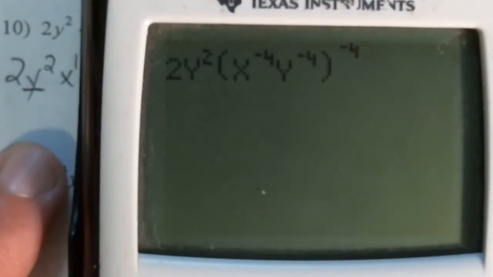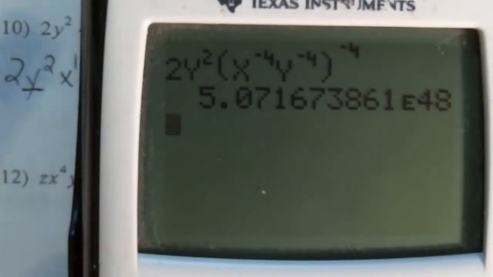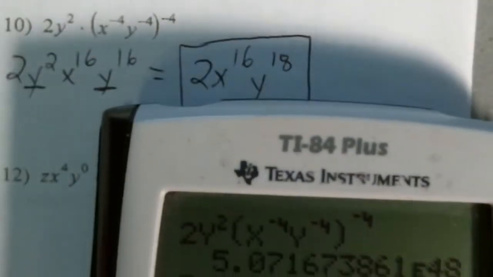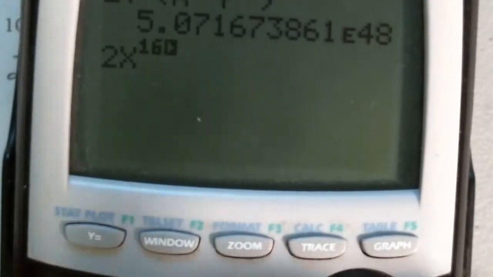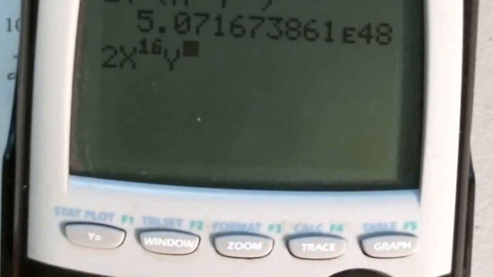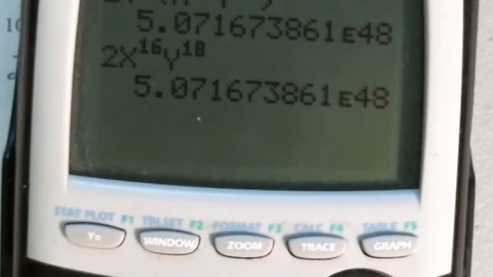Check it. Okay. All right, so we have the original problem is 2 alpha y squared. I don't need to press times. My calculator knows parentheses and it knows that's multiplication. X raised to the negative 4, drop the cursor down. Alpha y raised to the negative 4, drop the cursor down. Close the parentheses and all that raised to the negative 4. Just like that. Okay? Bam, some number. Holy cow, 48 zeros. My goodness. Okay. 2x to the 16, 2x raised to the 16, drop the cursor down, alpha y to the 18th. That better be 48 zeros. Bam, it is. Ta-da.